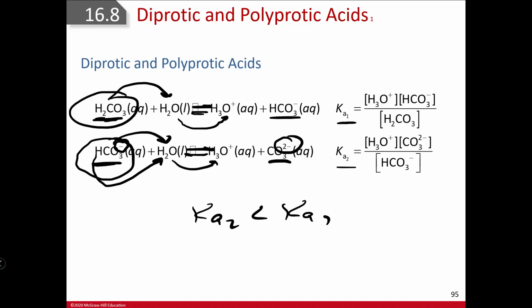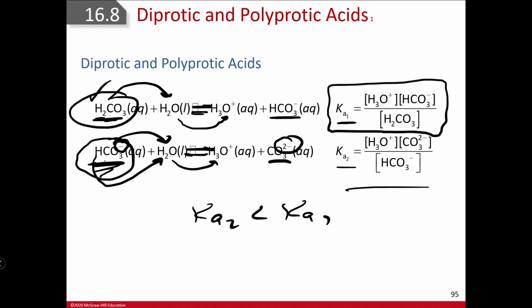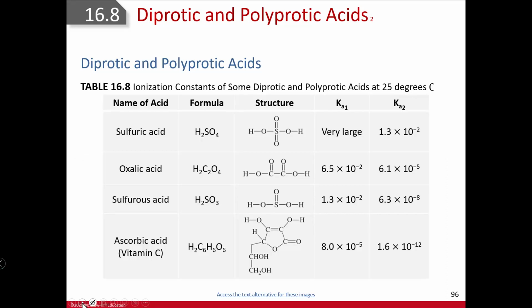All right? So this is easier, but still this is going to be less than 1 because it's a weak acid. And this is even a weaker acid. So there's Ka2. So this is called a diprotic acid. It has 2 hydrogens to give, diprotic, diproton. And so there's 2 protons in carbonic acid that can be released. Here's the first release of 1 proton. Here's the next release. So let's look at some diprotic and polyprotic acids.